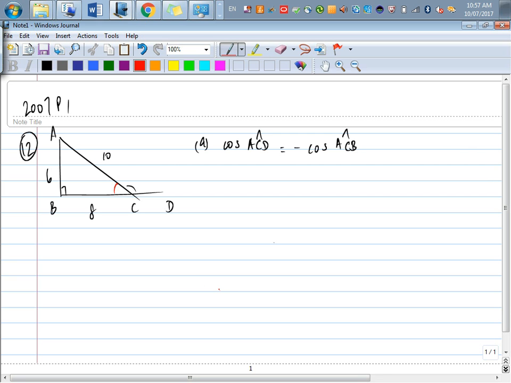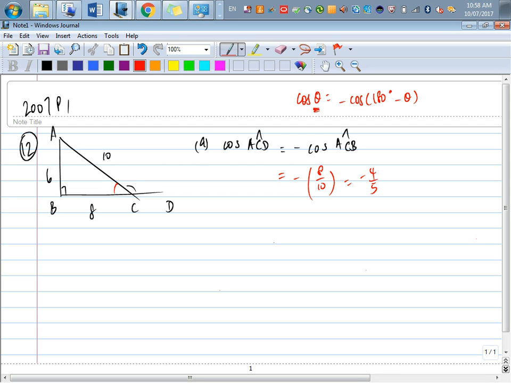Okay? So you know that cosine theta equals negative cosine of 180 degrees minus theta. And over here, if we let theta be ACD, 180 minus theta will be ACB because they are adjacent angles on a straight line. Now we are able to find cosine of ACB with adjacent over hypotenuse. So negative 8 over 10. Answer is negative 4 over 5. This is the presentation.